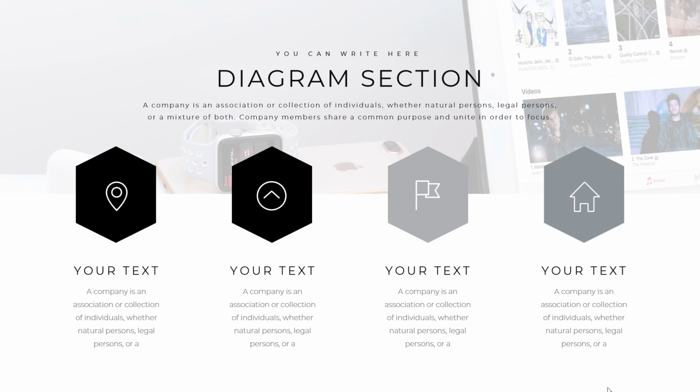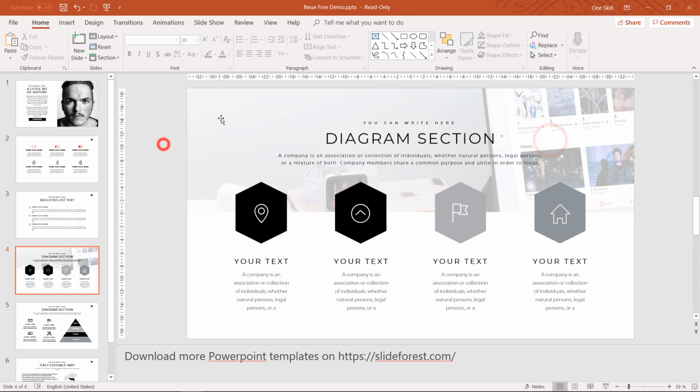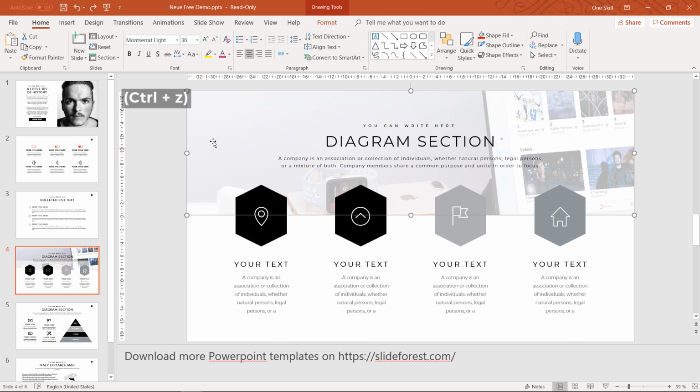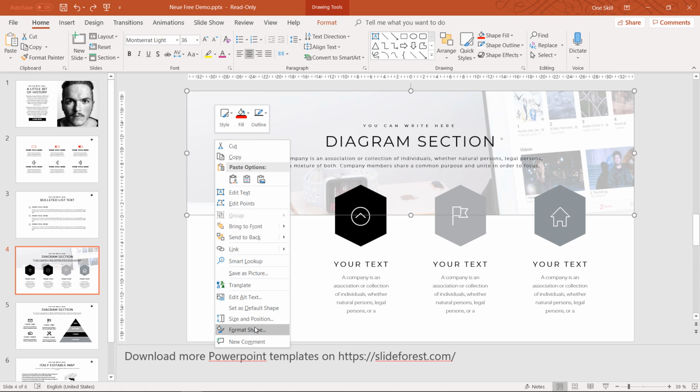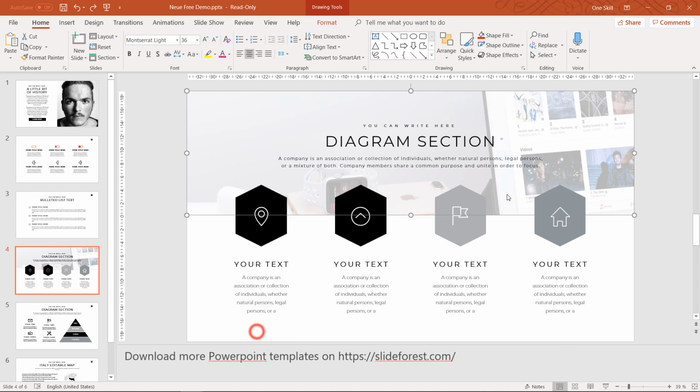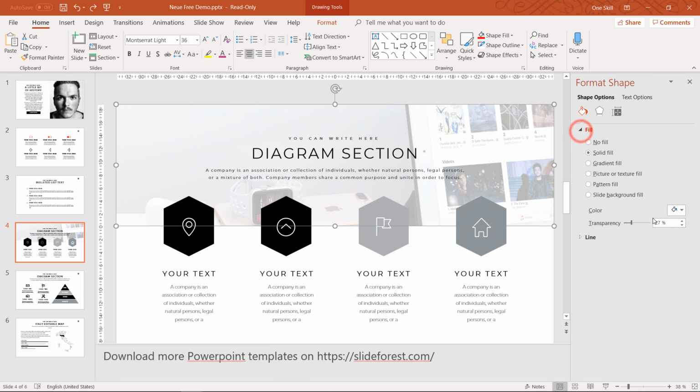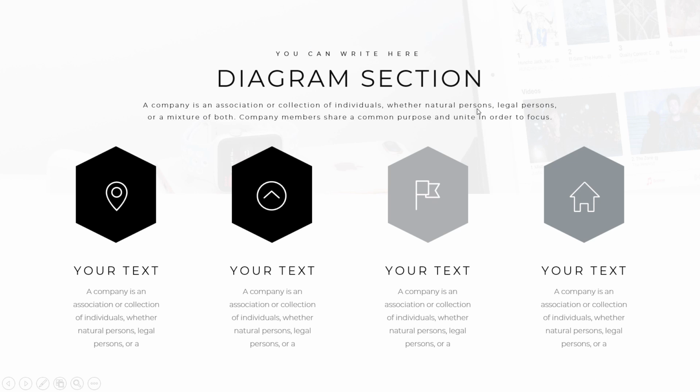Beautiful. And you can even grab this semi-transparent white rectangle and reduce the transparency so that everything looks even nicer. Just go to fill options, reduce the transparency so that the photo is visible just a little bit, so that you can read your text. Something like this. Awesome.